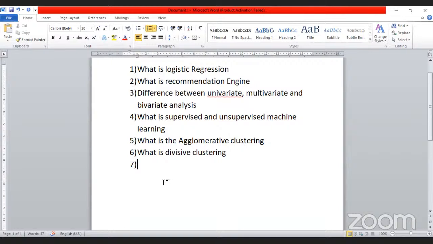If you are calculating similarity and dissimilarity between clusters, what is the method? How to calculate similarity between clusters, right? That would be my next question.